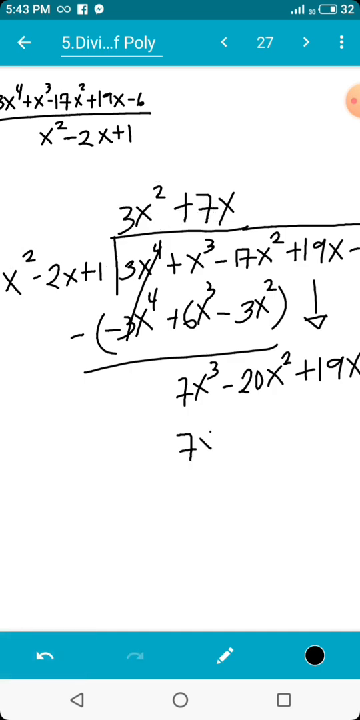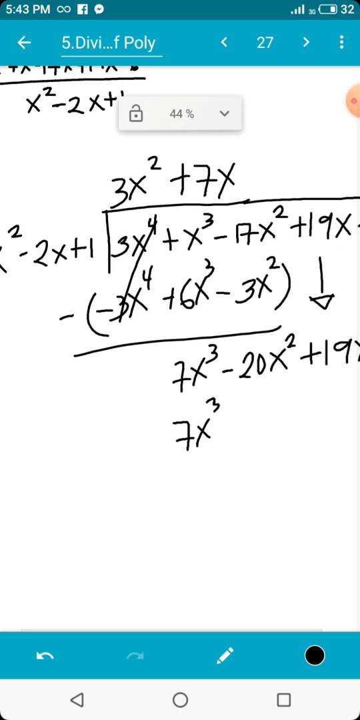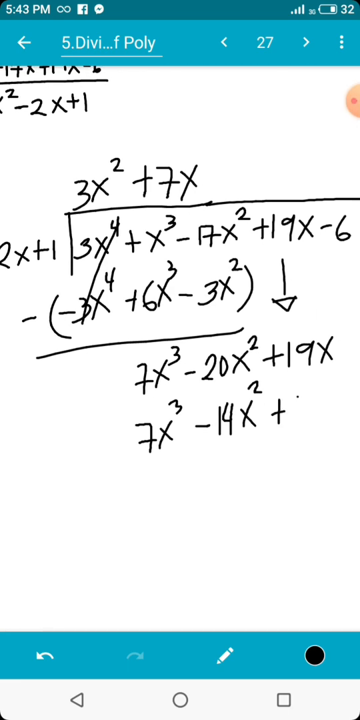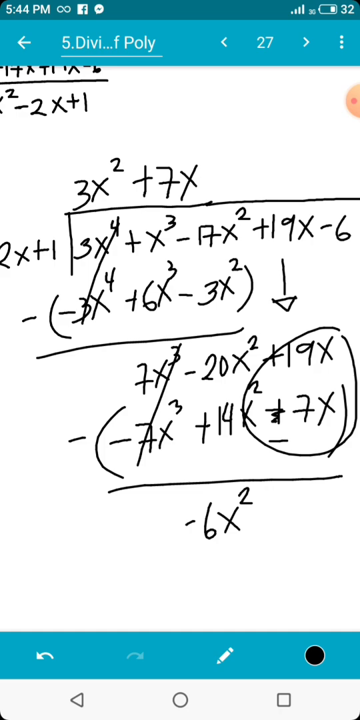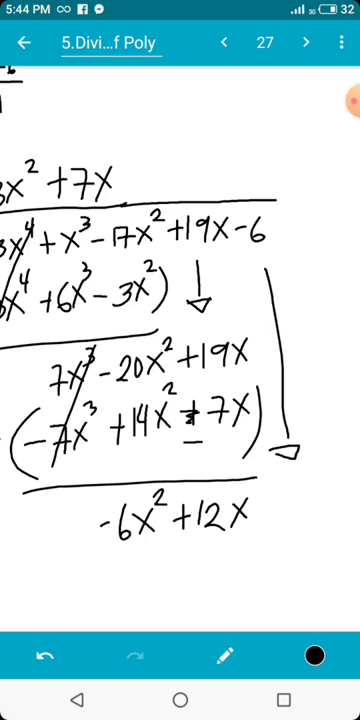So, we have 7x cubed. And then, negative 14x squared and positive 7x. Okay? So, minus. Then, mag-iiba yung sign. Okay? So, positive and negative 7x cubed. So, canceled. We have negative 20x squared and positive 14x squared. So, that is negative 6x squared. And then we have positive 19x and negative 7x. That is positive 12x. Okay? Then bring down natin yung negative 6.